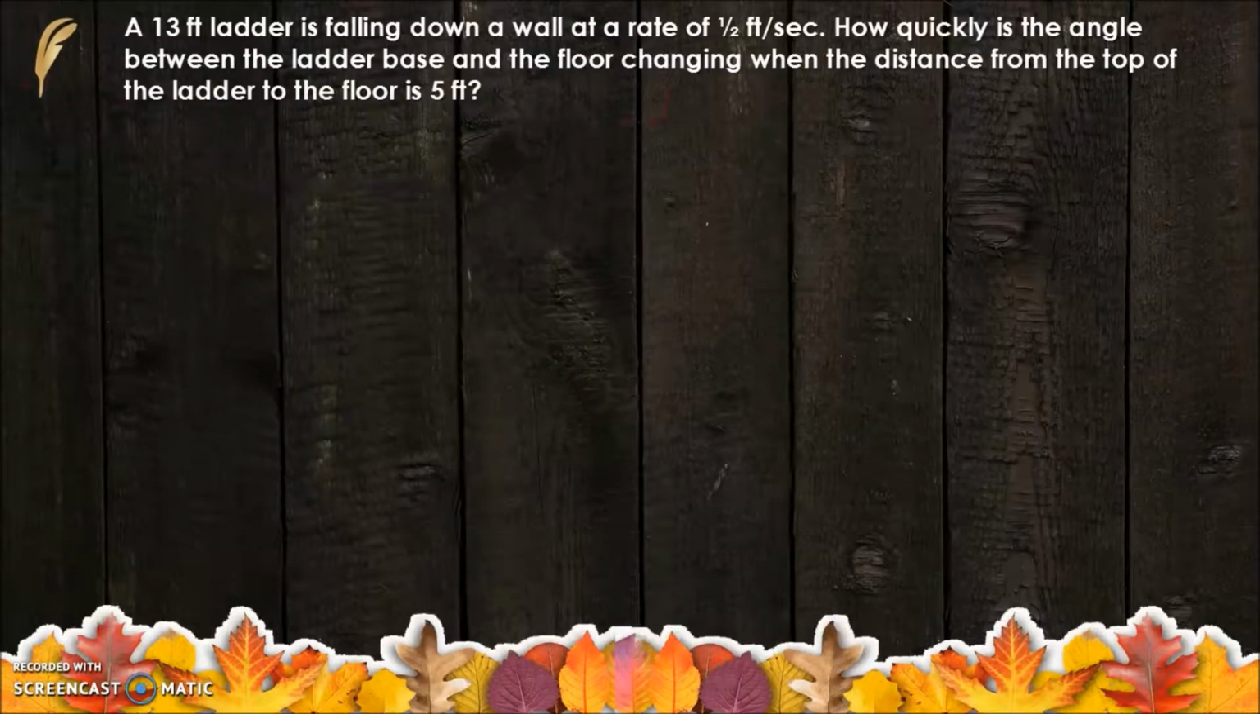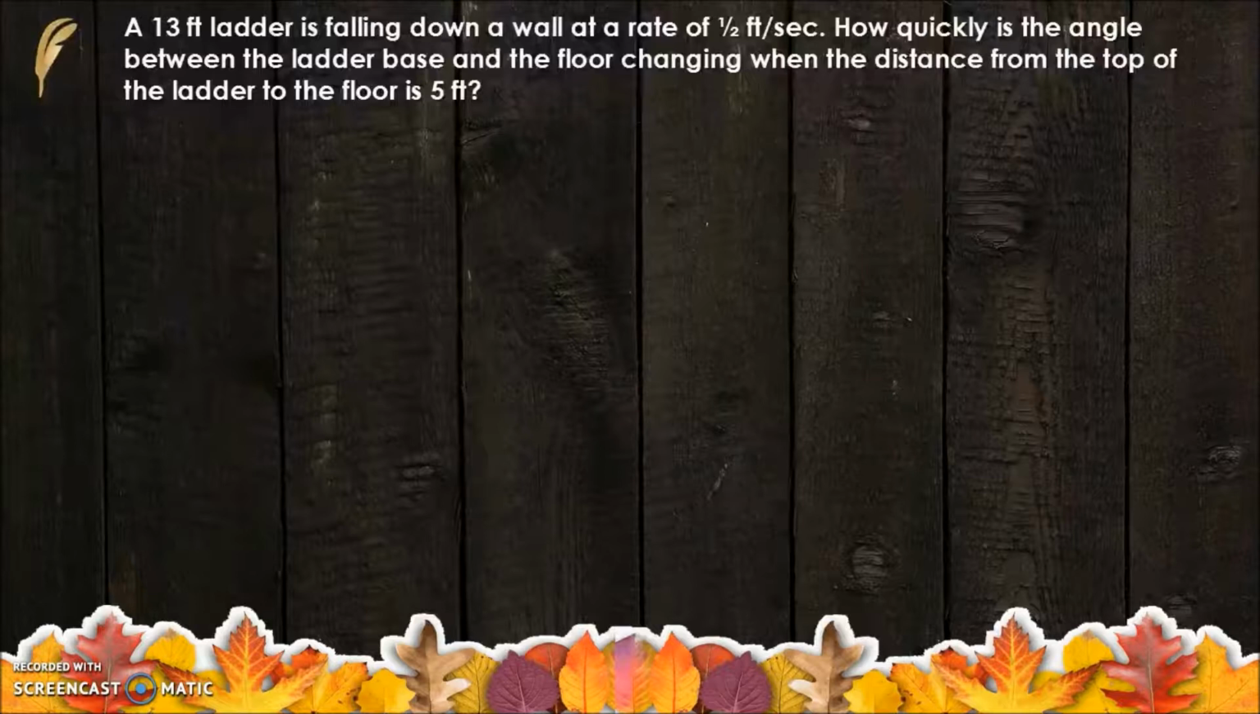So this is our problem. A 13-feet ladder is falling down a wall at a rate of 1/2 feet per second. How quickly is the angle between the ladder base and the floor changing when the distance from the top of the ladder to the floor is 5 feet?